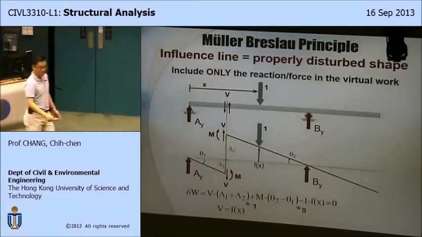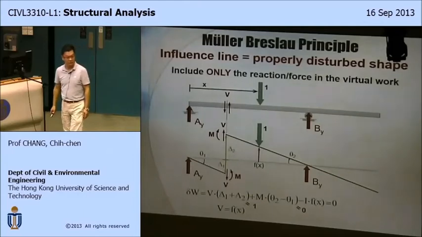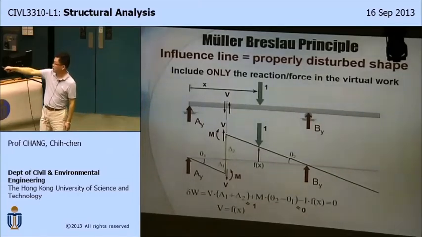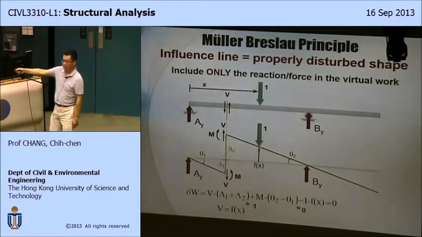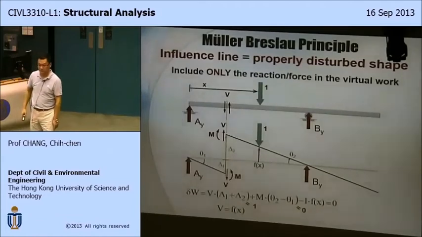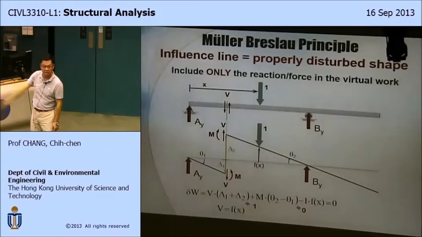Do we have direction for the delta 1 and 2? Yes, we do. This is downward, this is upward. How do you define the direction? Especially for the positive moment part, why is theta 1 minus? Because this is clockwise and this is counterclockwise.